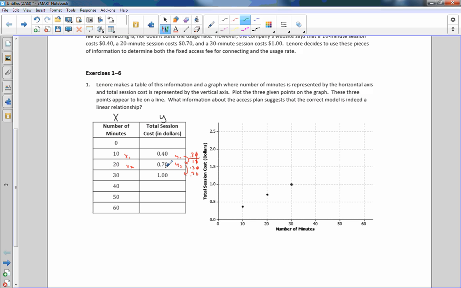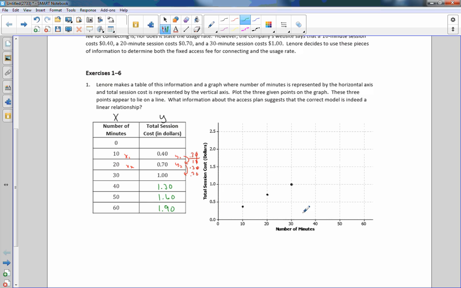So if this is increasing 30 cents every 10 minutes, or 3 cents every minute, this is an increase in 10 minutes, so this will be an increase in 30 cents, so that's $1.30. This is 10 more minutes, so this is 30 more cents. This is 10 more minutes, so this will cost 30 more cents. So it's $1.30, $1.60, and $1.90.